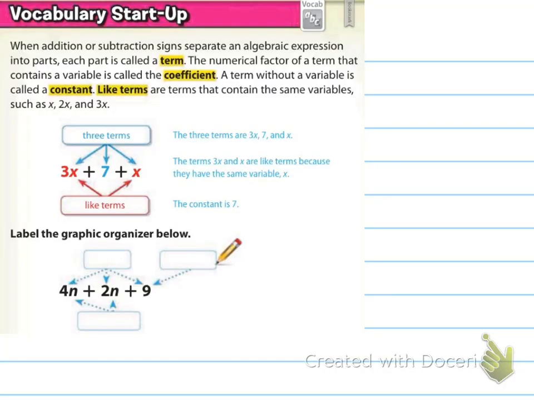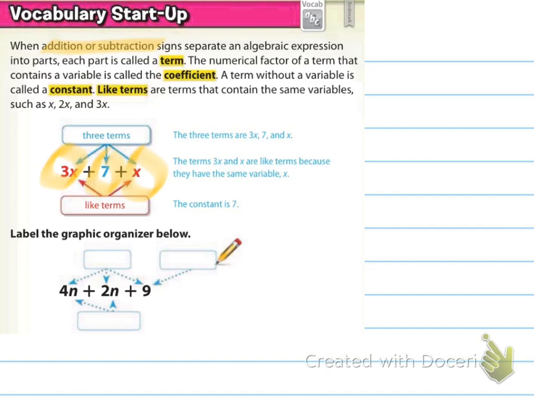It says when addition or subtraction signs separate an algebraic expression into parts, each part is called a term. So again, when there's an addition or subtraction sign, it separates an algebraic expression into parts, and each part is called a term. So for instance, we'd have this example, there are 3 terms here.